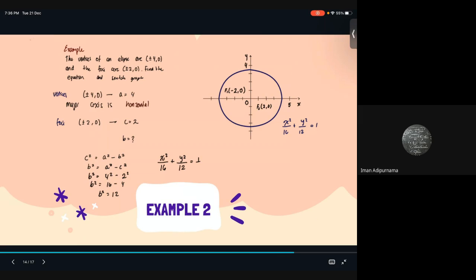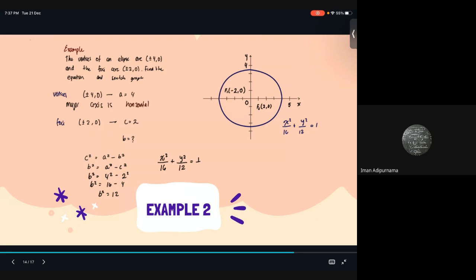In this example, they provide the vertices and the foci, but we need to find the equation. So in this case, we use the values that they provided to see if it's horizontal or vertical. So here we can see that it is plus minus a comma 0. So that means that it is horizontal. The major axis is horizontal.